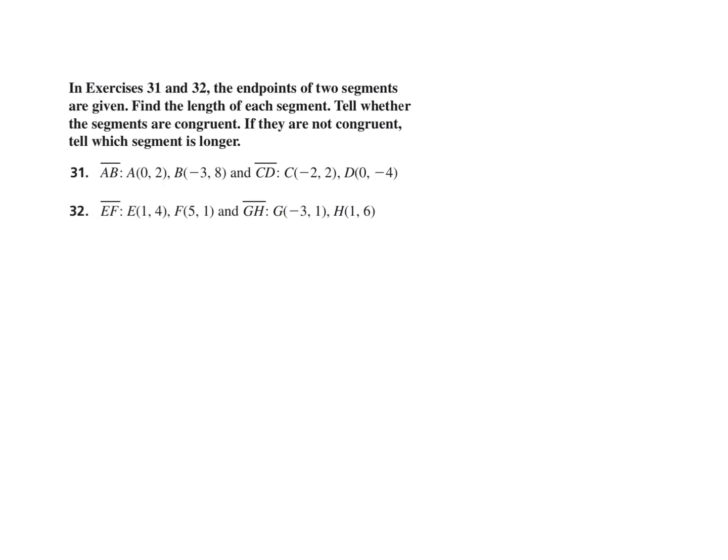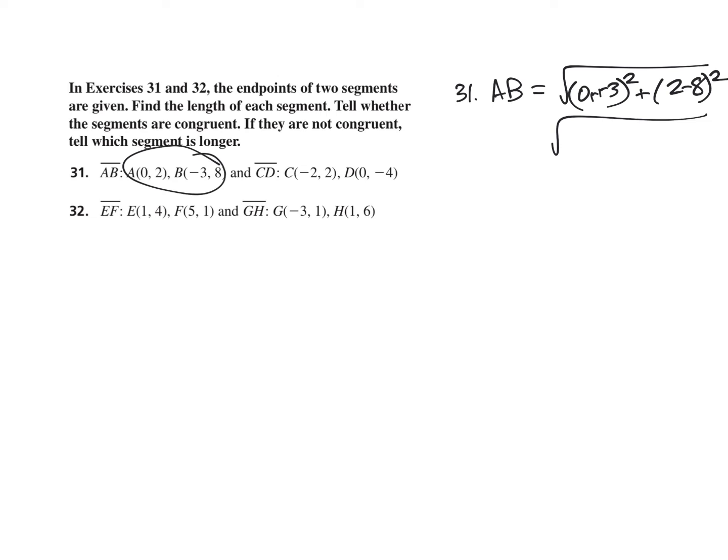Next page. Let's see, the endpoints of 2 segments are given. Find the length of each segment. Tell whether the segments are congruent or not. And then you have to say which one's longer. So AB, there aren't any same numbers, so we got to find the distances here. So AB, the distance of AB, no mark above the AB, 0 minus a negative 3, plus 2 minus 8. Plus is 3 squared is 9, 2 minus 8 is negative 6, squared is positive 36. So this would be square root of 45.